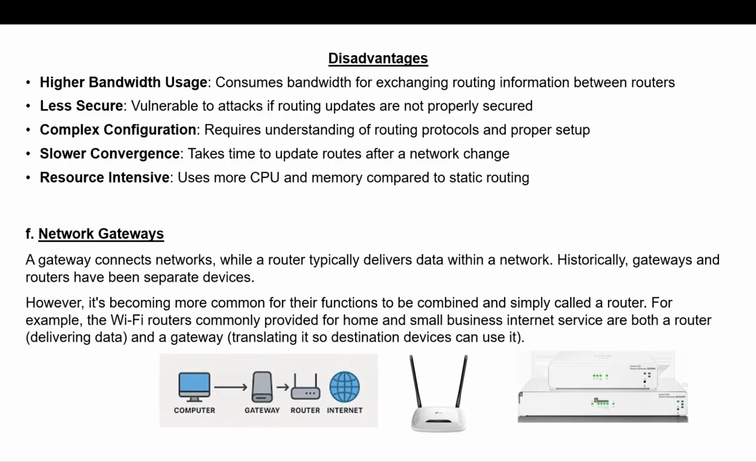And routing updates must be properly secured, right? So you have to make them more secure. Another disadvantage is complex configuration. It requires understanding of routing configuration properly. It is difficult to configure, but you need to understand it. When you do your configuration right, you're safe. Then you have slower convergence, meaning it takes time to update routes after a network change. It takes time, you understand?